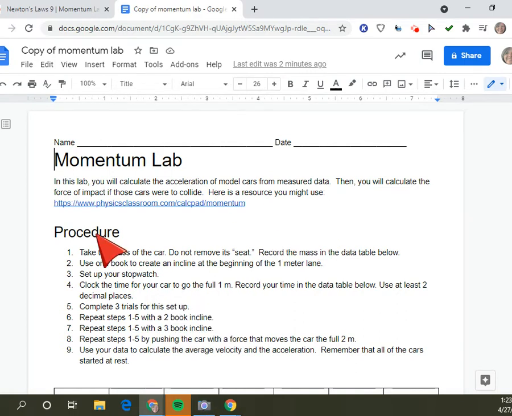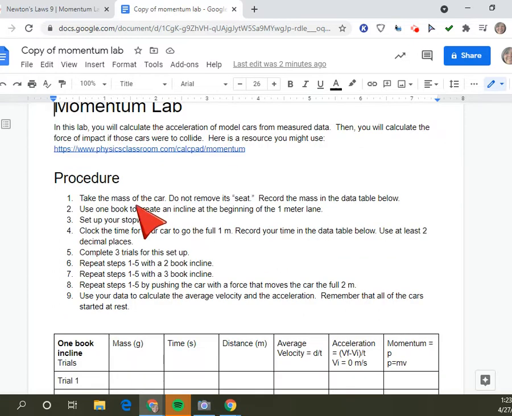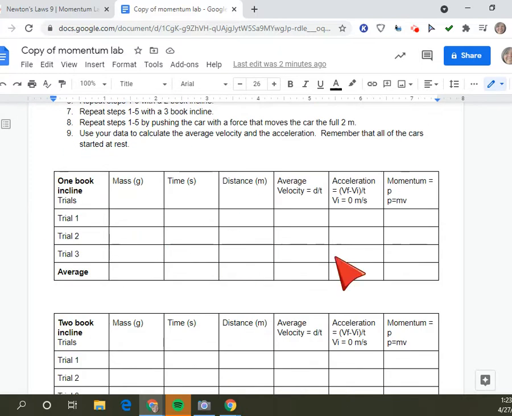Okay, so let's look at our instructions. The procedure here: we're going to take the mass of the car, so we'll find that first. We are not going to remove its seat. I will show you what that looks like momentarily. But use one book to create an incline, and then we're going to change that up as we go along to have 2 books and 3 books. We're going to clock our time to drive a certain amount of space. We're going to complete 3 trials, and then we're going to repeat the steps. So it's kind of straightforward. We're going to end up putting numbers in here.